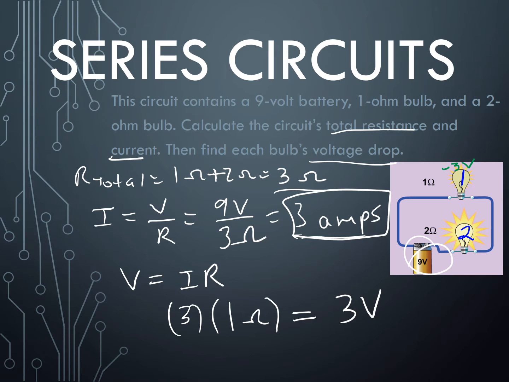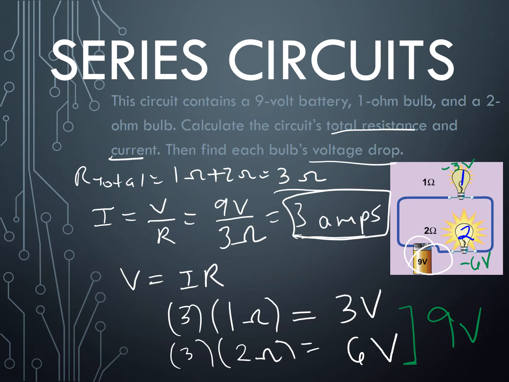Now let's see how much the other bulb drops it by. We take the current that we figured out, which was 3, and this number 2 light bulb has 2 ohms. So 3 times 2 is 6 volts. So it drops the voltage by 6, so minus 6 volts. So what do we notice? If we add these two up, 6 plus 3 equals 9V. So the voltage drop must equal the voltage in the battery.